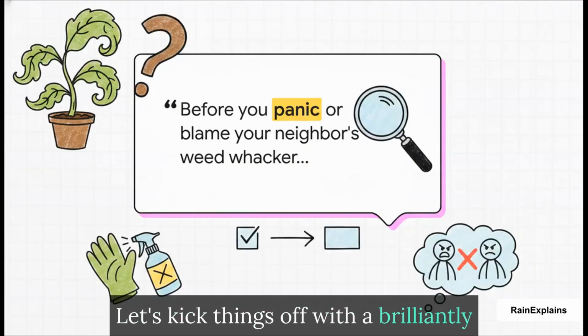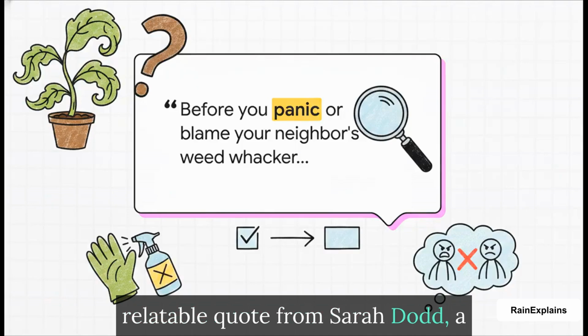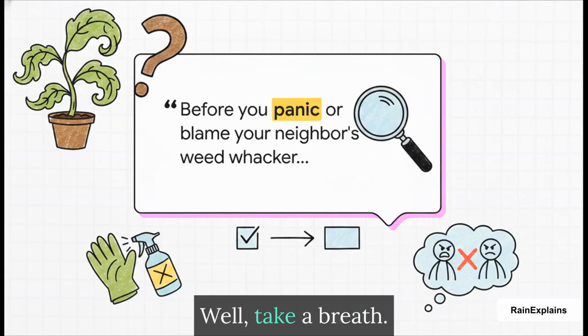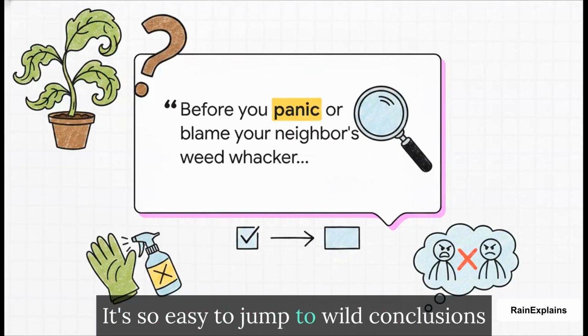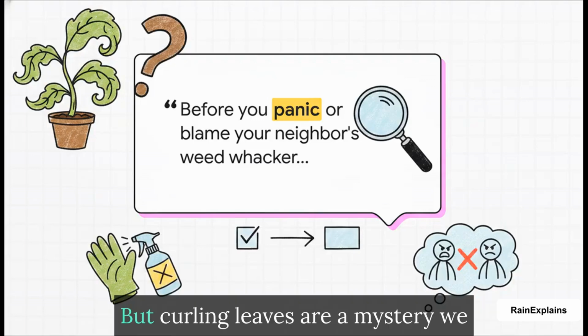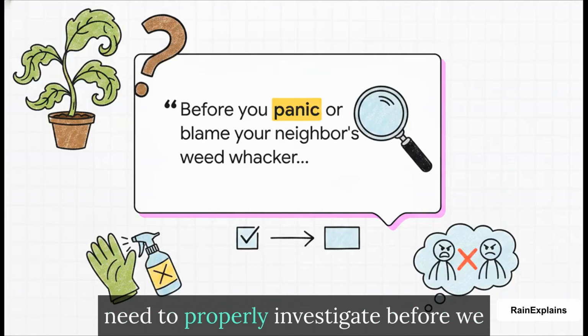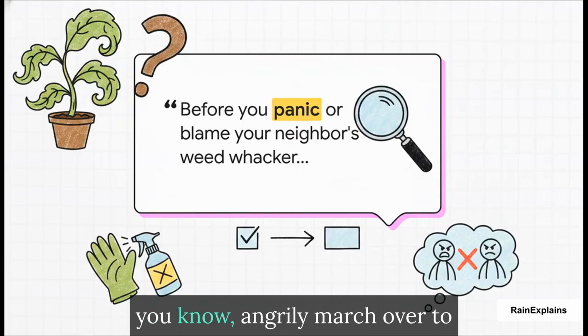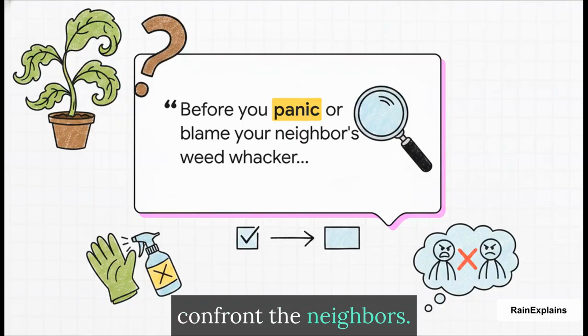Let's kick things off with a brilliantly relatable quote from Sarah Dodd, a certified master gardener. She says, "Before you panic or blame your neighbor's weed whacker, well, take a breath. It's so easy to jump to wild conclusions when our beloved garden starts looking a bit distorted, right? But curling leaves are a mystery we need to properly investigate before we just indiscriminately spray chemicals or angrily march over to confront the neighbors."